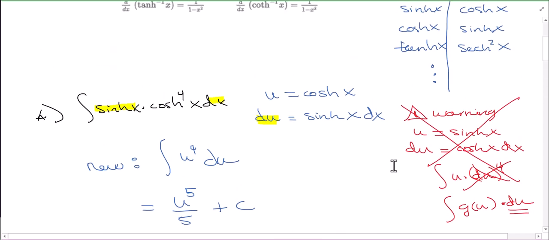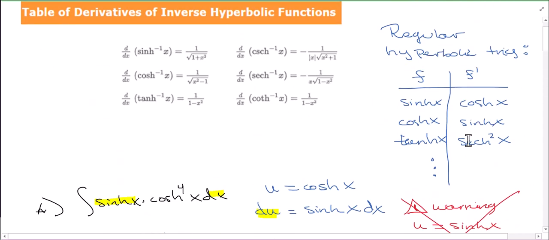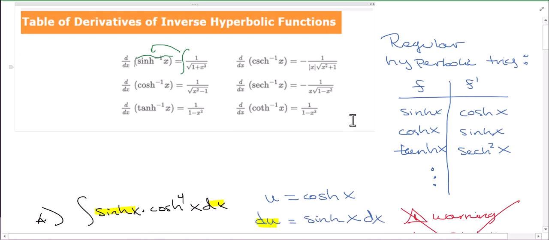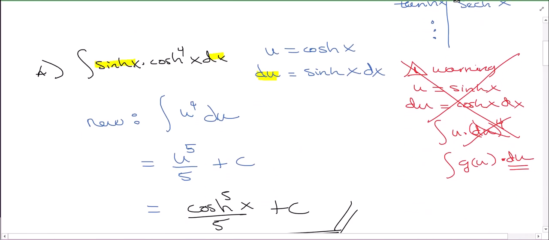So this is when I have regular hyperbolic trig. Now with inverse hyperbolic trig, these are the derivatives. Recall, this is from earlier in the semester, section 3.11. Now going backwards, what this will mean is that if I have the integral of any of these, I'm going to get this function plus a constant. So let's explore some other examples.